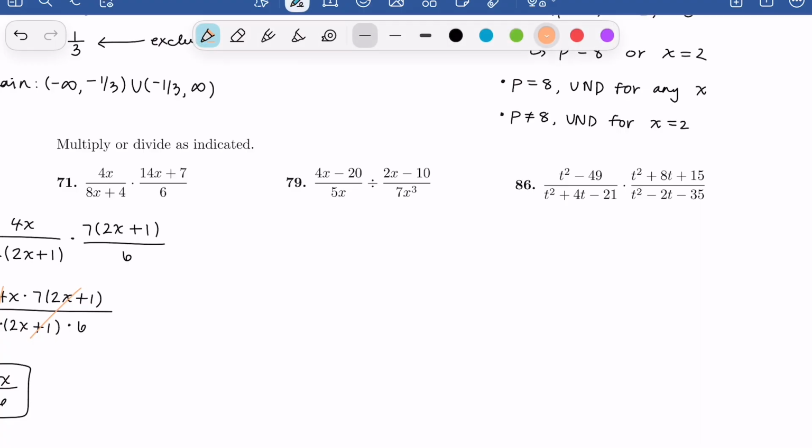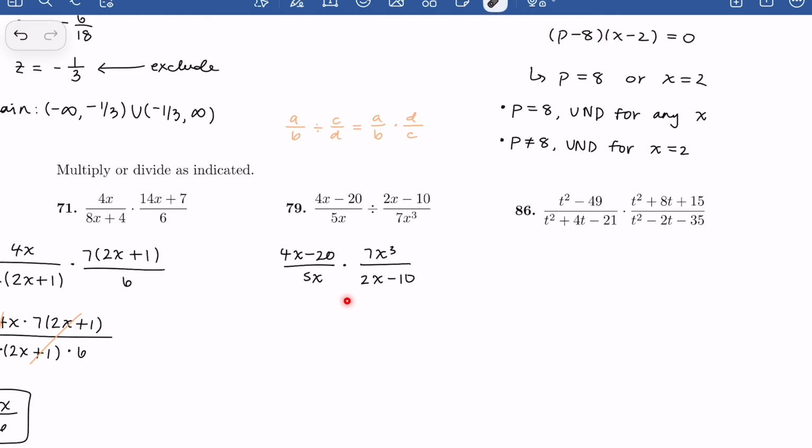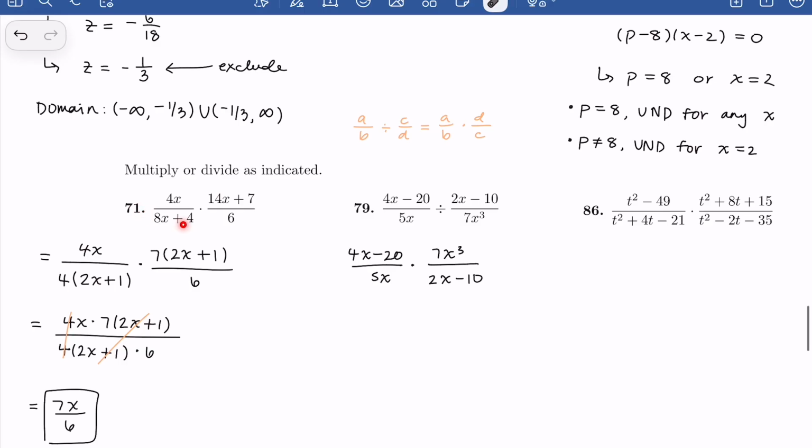So let's write it on the side here. If I had a over b divided by c over d, this is the same thing as taking our first expression multiplied by the reciprocal of our second. So that's what we're going to do here for question 79. We're going to take this first rational expression and multiply by the reciprocal of our second. So now that we've done that, we now have a multiplication problem, and we can proceed just like we saw in question 71 here.